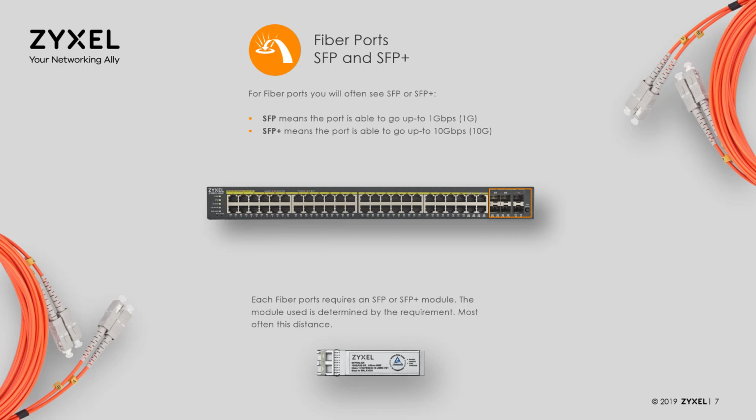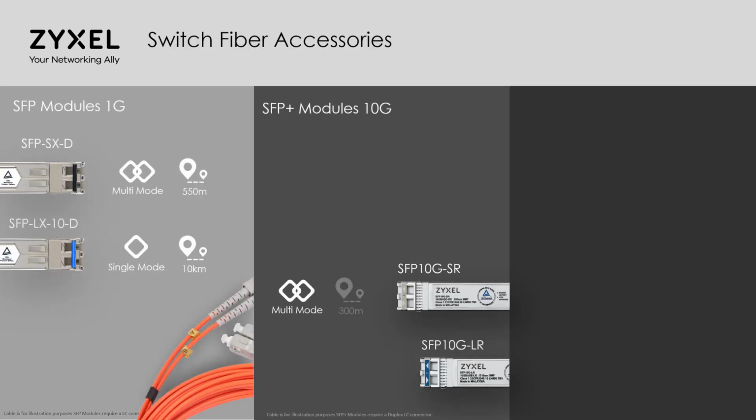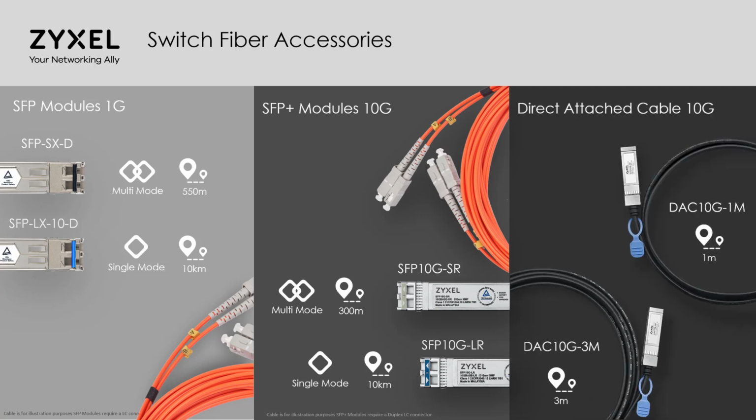So when using fiber, you need to select the appropriate module to go into the fiber slot. So we have a wide range of modules to suit your business requirements, but to make it really simple, we've designed a little snapshot of the most commonly used cables or modules. So for 1 gig, we have a multi-mode and a single mode, so 550 meters and 10 kilometers. For 10 gig, we have a multi-mode and a single mode, so 300 meters and 10 kilometers.